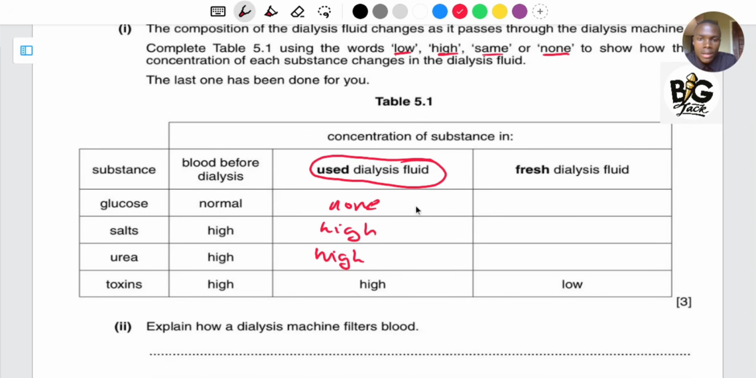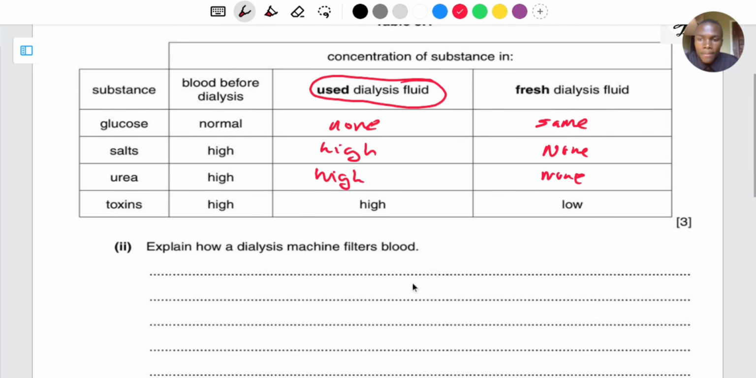But what about the fresh dialysis fluid? There has to be the same. So you're going to say same. When I say same, it means the glucose in the dialysis tube and the glucose in the fresh dialysis fluid has to be the same to prevent the filtration of glucose. This is because it is a very important substance which is needed for respiration. Then when it comes to the fresh dialysis fluid, in terms of salt, we can say none. Then when it comes to urea, we can also say none, or you can say low or none.